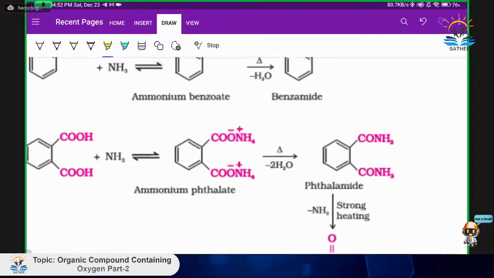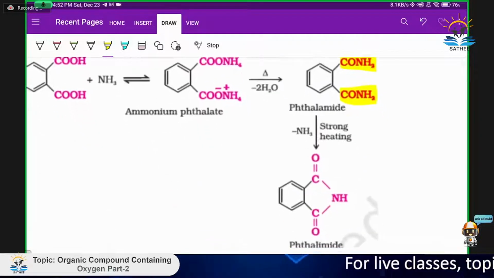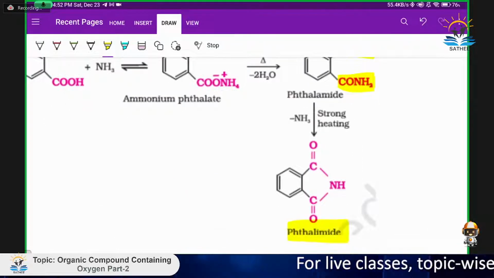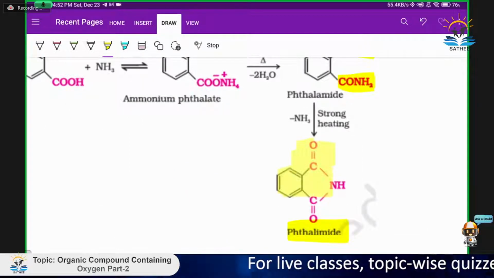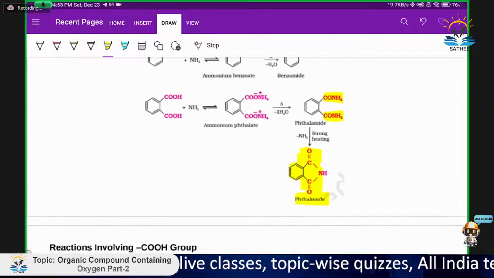Here we get phthalimide. Phthalic acid on heating, what do we get? We get phthalimide. So this is a very important reaction here.